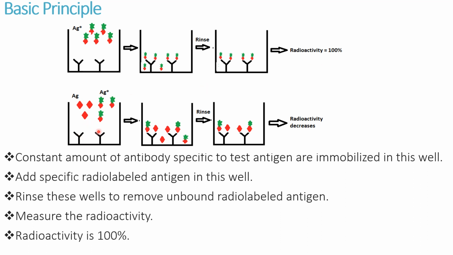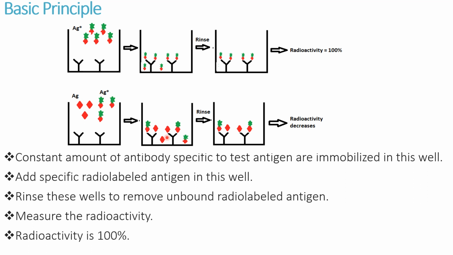Now, in the second microtiter well, again we take the same amount of immobilized antibody, but this time we add unlabeled antigen along with labeled antigen. Remember that the antibodies have the same affinity for both radio-labeled and unlabeled antigen, since both the antigens are the same. Therefore, these antigens will compete with each other for the antigen binding site.